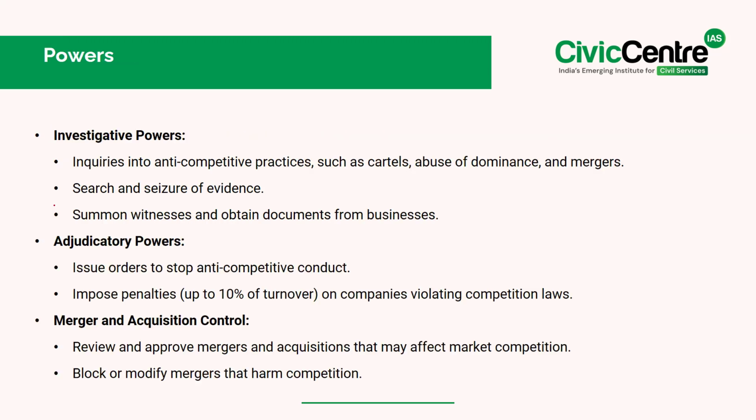Then what about the powers? See, the first ones are the investigative powers, under which it inquires into anti-competitive practices such as cartels, abuse of dominance, and mergers. Then, with respect to the search and seizure of evidence, and also summoning the witnesses and obtaining the documents from businesses. The second ones are the adjudicatory powers. Under this, to issue the orders to stop the anti-competitive conduct and to impose penalties up to 10% of the turnover on the companies violating these competition laws.